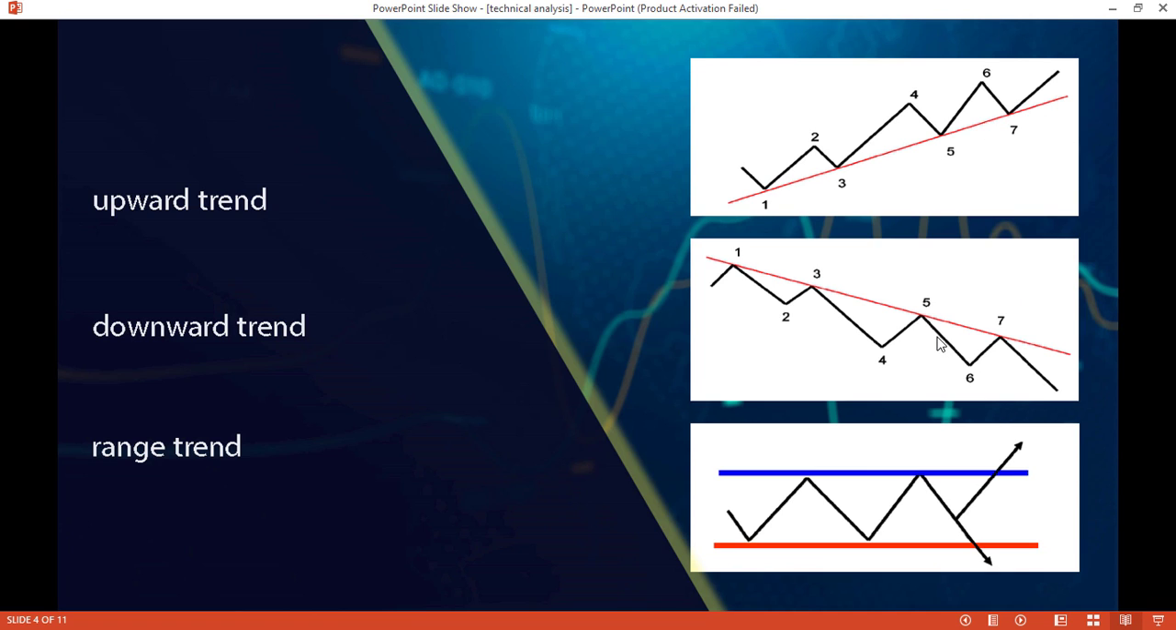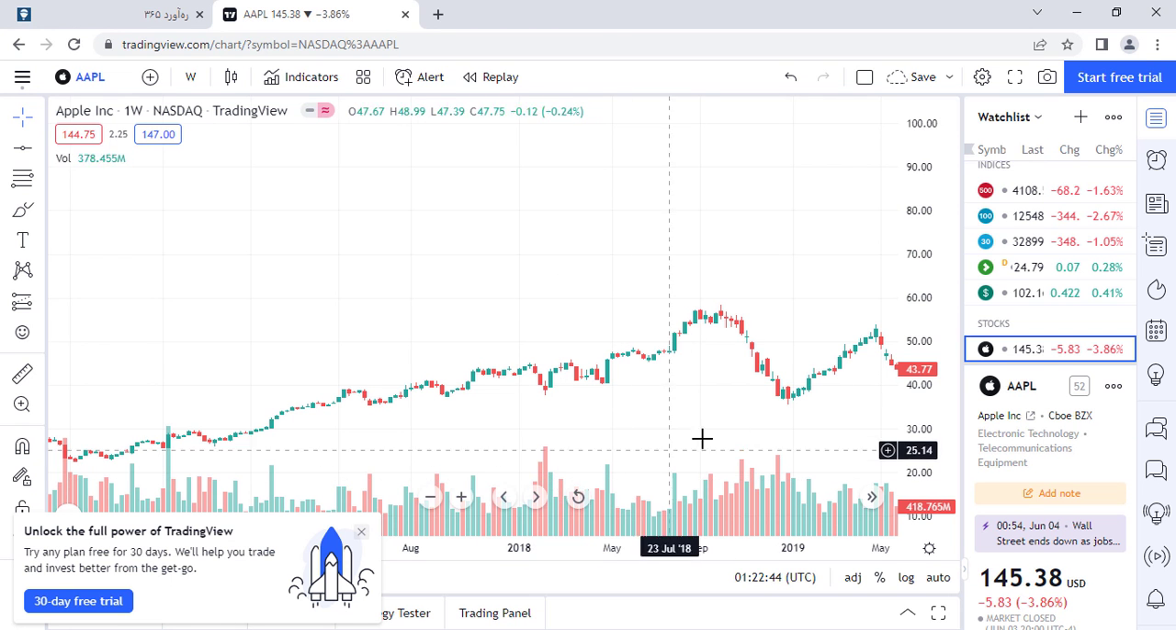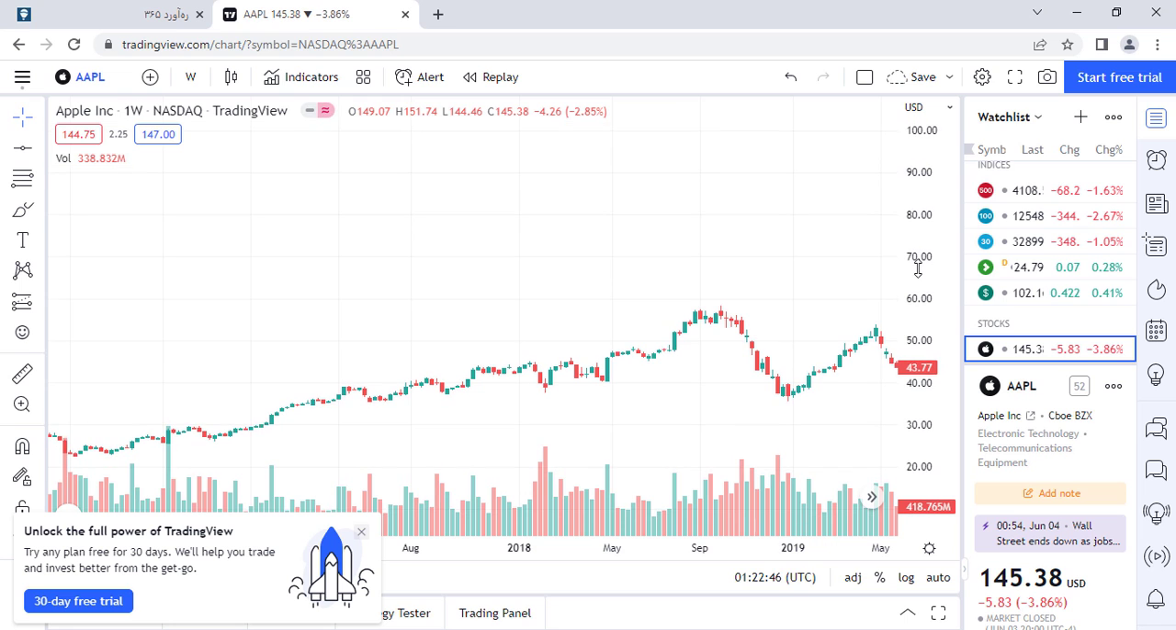In downward trends, also the major movement is decreasing, decreasing, decreasing. The line that is more valuable and more trustable is the resistance line, which is on the upside of the trend movement. Let's check it in TradingView.